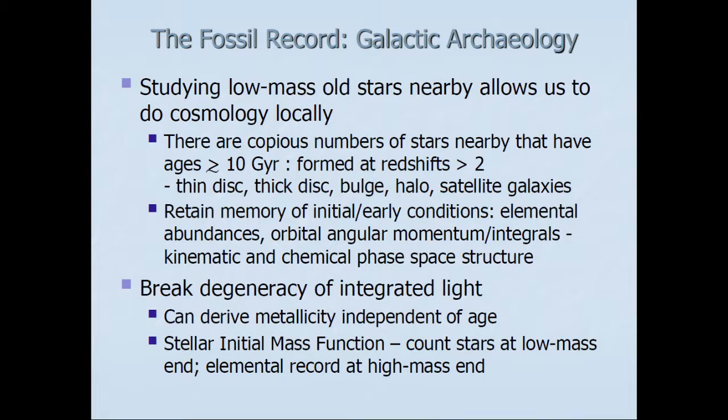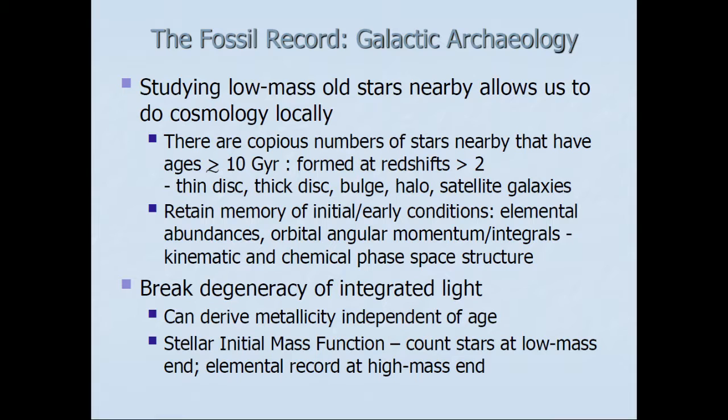And there's a well-known degeneracy between age and metallicity. Systems can be blue because they're young or blue because they're metal poor. But with stars, we can derive the metallicity from the strength of the spectral lines. We can break that degeneracy. There's also a degeneracy in integrated light between star formation and the stellar initial mass function. Again, studying individual stars, we can break that degeneracy.